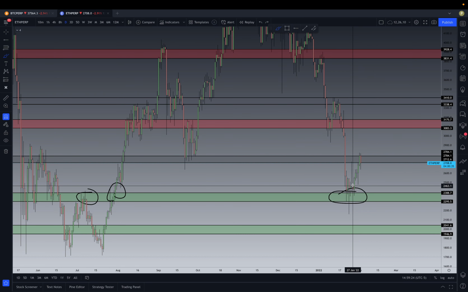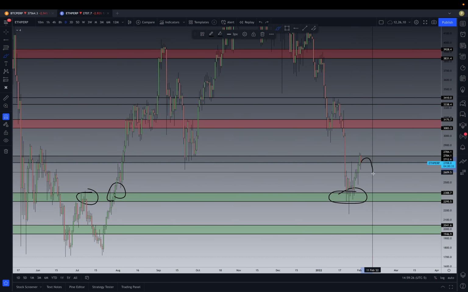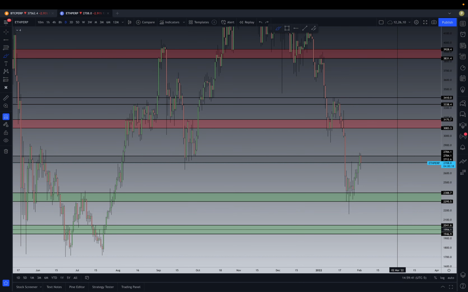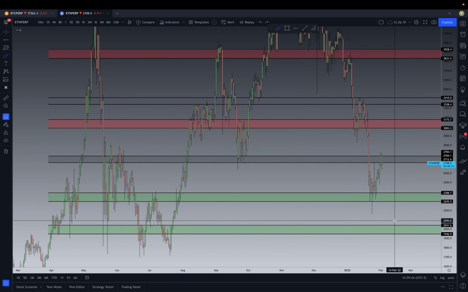Or we can fail, reaccumulate here and resume higher, or we can come straight down, consolidate, and then break towards the 1900 area. All right, so those are a couple of scenarios that I have. All right, just to keep in mind.